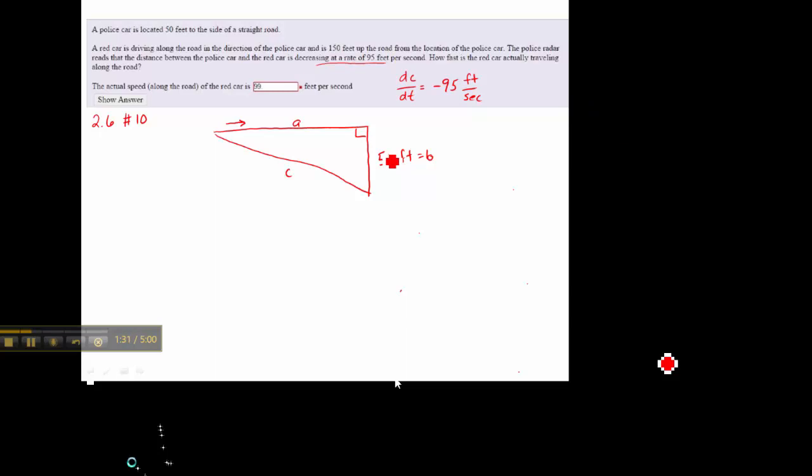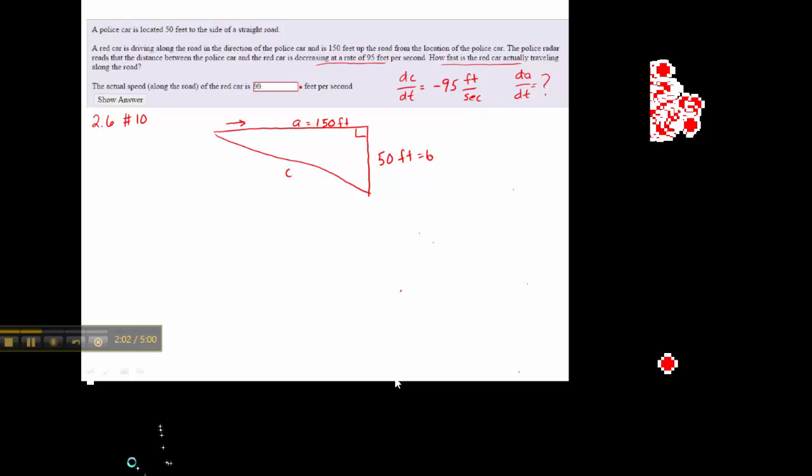And A, by the way, equals 150 feet because it says up the road, so 150 feet up the road from the location of the police car. The police radar reads that the distance is decreasing. How fast is the car actually traveling? I'm trying to find dA/dt.